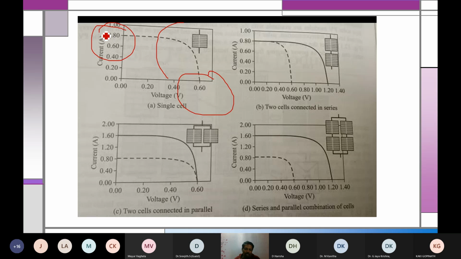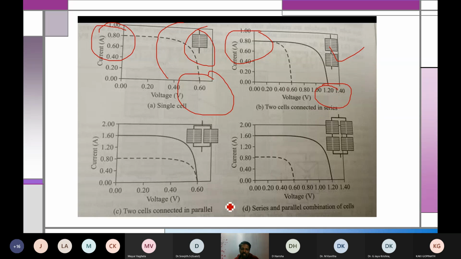Ideally, all the solar panels have 0.6 volt and 0.8 amps. If I connect two of them in series, you can see they are connected in series, so 0.6 plus 0.6, 1.2 is the voltage and 0.8 is the current. Clear? And if I connect the same two cells in parallel, you will have the same voltage, but the current will get added as 1.6. So depending upon the requirement, you can connect them in series or parallel.